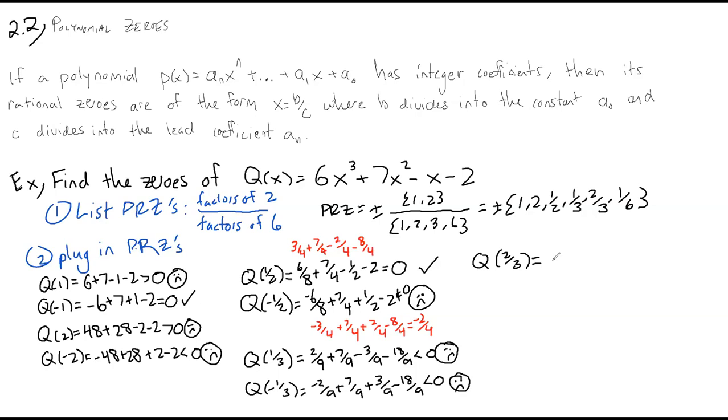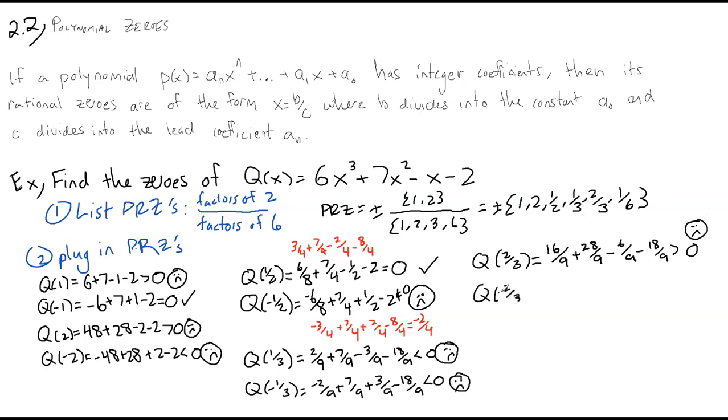So Q of 2/3, so what are we going to get? 8 over, should be, if I reduce this, 16/9. Yeah. And then plus, so 7 times 4/9, which would be 28/9. And then minus 6/9. And then minus 18/9. That looks too big.